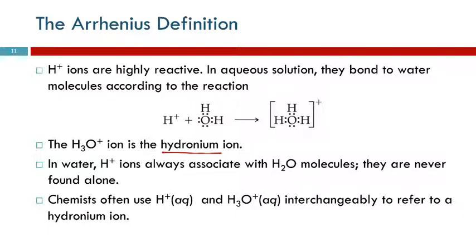What's potentially confusing is that we often use H+ aqueous and H3O+ aqueous interchangeably to refer to the hydronium ion. Using H+ makes writing out the equations and everything simpler. But what you have to remember is that there's always going to be a water molecule with that.